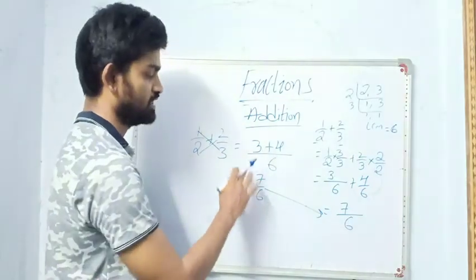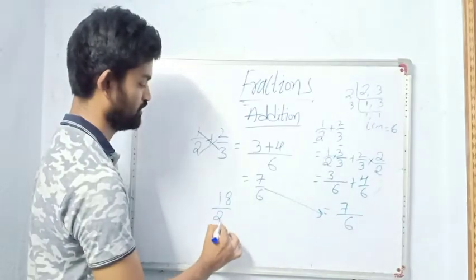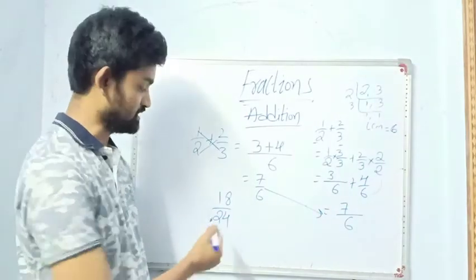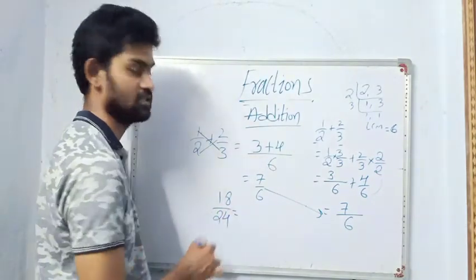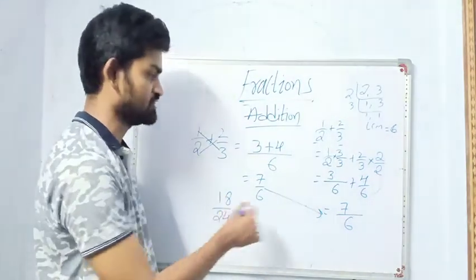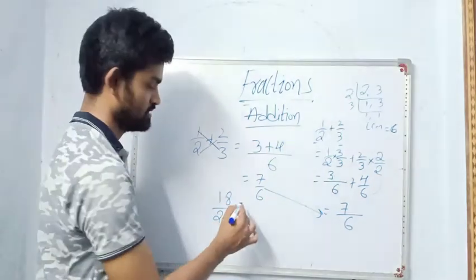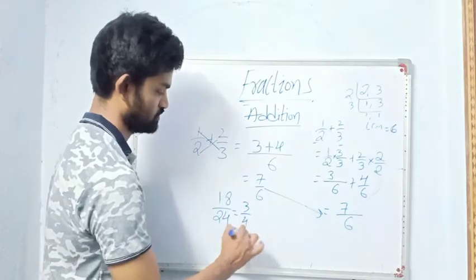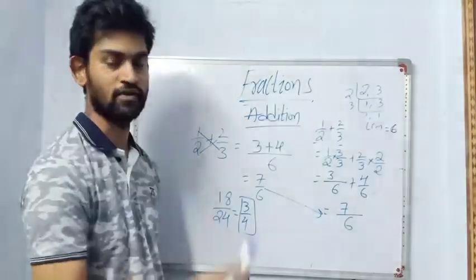See, if you get any common factor, let us suppose you got an answer like 18 by 24, but this answer is not there in the given options, then you have to simplify this answer. Okay, reduce it to its standard form. What is the common factor here? 6. 6 3s are 18, 6 4s are 24. Right? This is how we have to do.